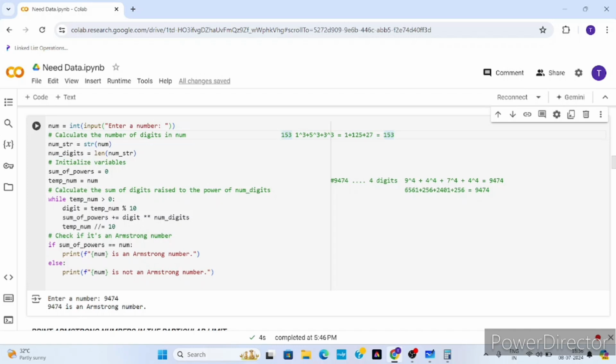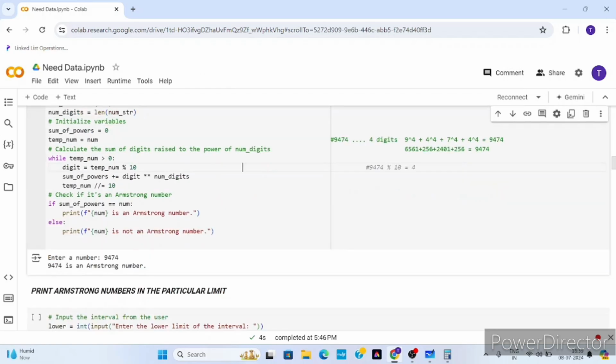To calculate the total length, to find the number of digits. Okay. Just a minute. Now I'm just going to convert the number into a string. To convert the number into a string, we just use the string data type. String of num will convert this number into a string. And to calculate the number of digits, like for 153 there are 3.